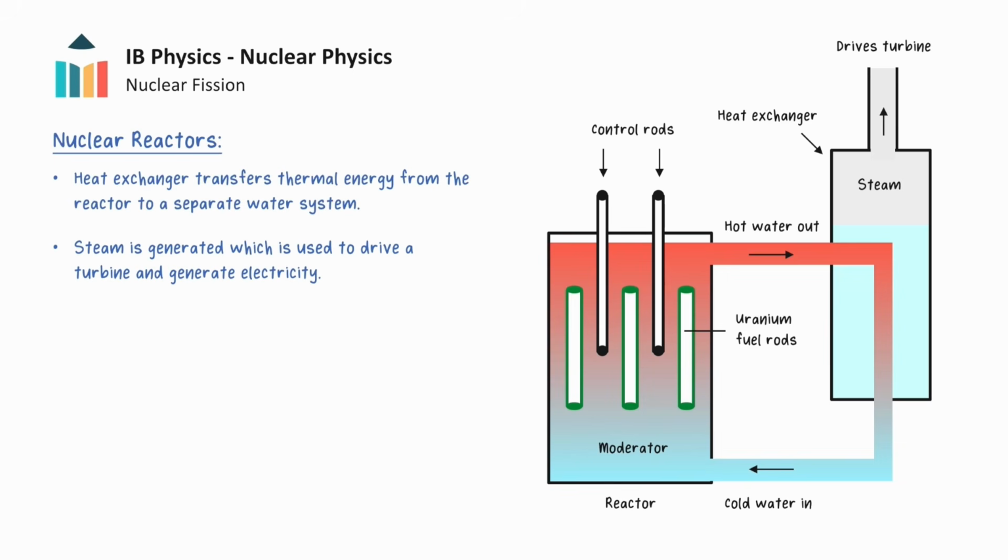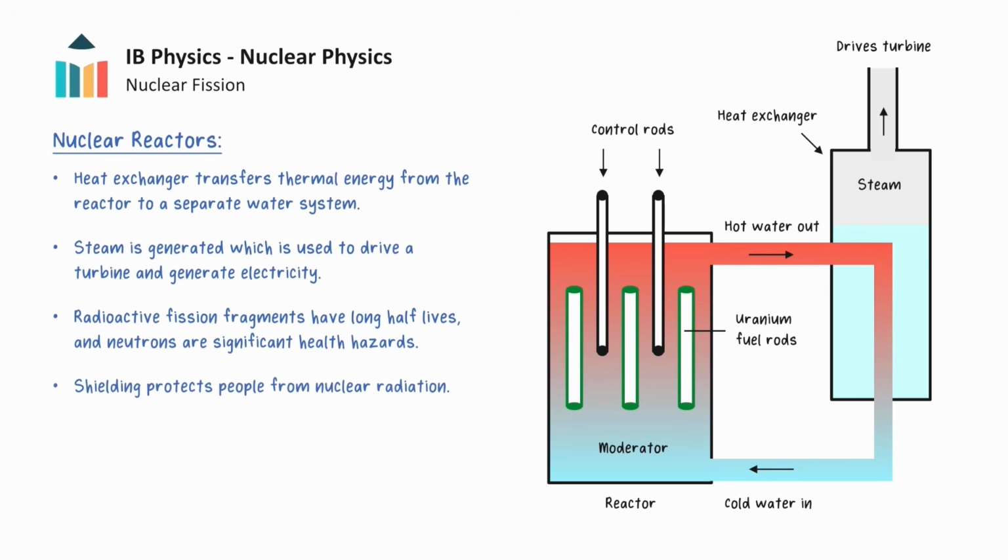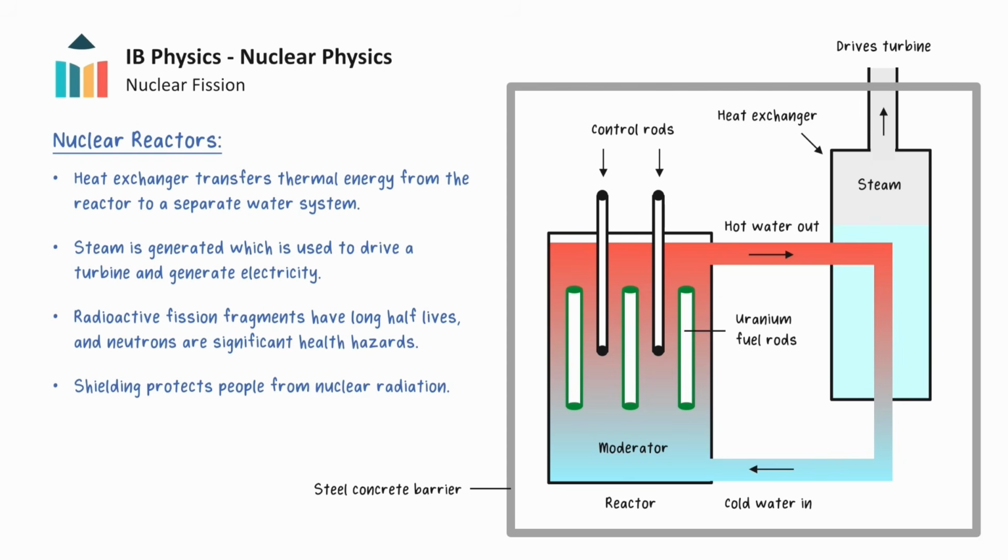There are safety issues related to nuclear reactors, however. The various fission fragments are radioactive and can have very long half-lives, while the emitted neutrons can also be significant health hazards. So shielding is used to protect people by surrounding the nuclear reactor with a steel and concrete barrier that absorbs and reflects these radiations. In addition, the radioactive nuclear waste will be stored and secured underground in strong containers, in such a way that they will be kept secure for thousands of years.